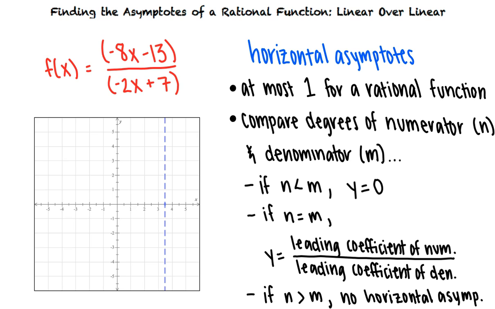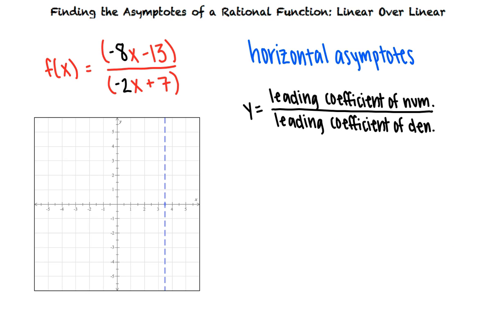Since linear over linear functions both have numerators and denominators with a degree of 1, we will use the second rule. In this example, the leading coefficient of the numerator is negative 8, and the leading coefficient of the denominator is negative 2. This means that the horizontal asymptote is y equals negative 8 divided by negative 2, which simplifies to y equals 4. And now we have found our asymptotes.